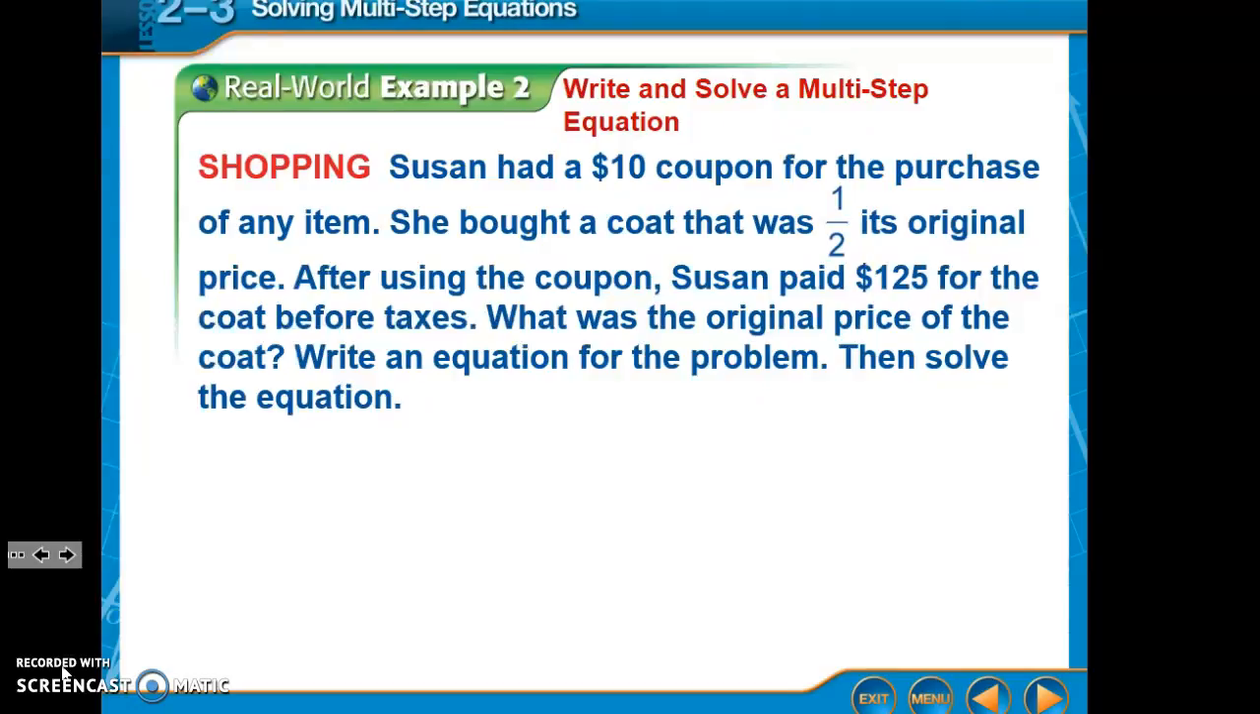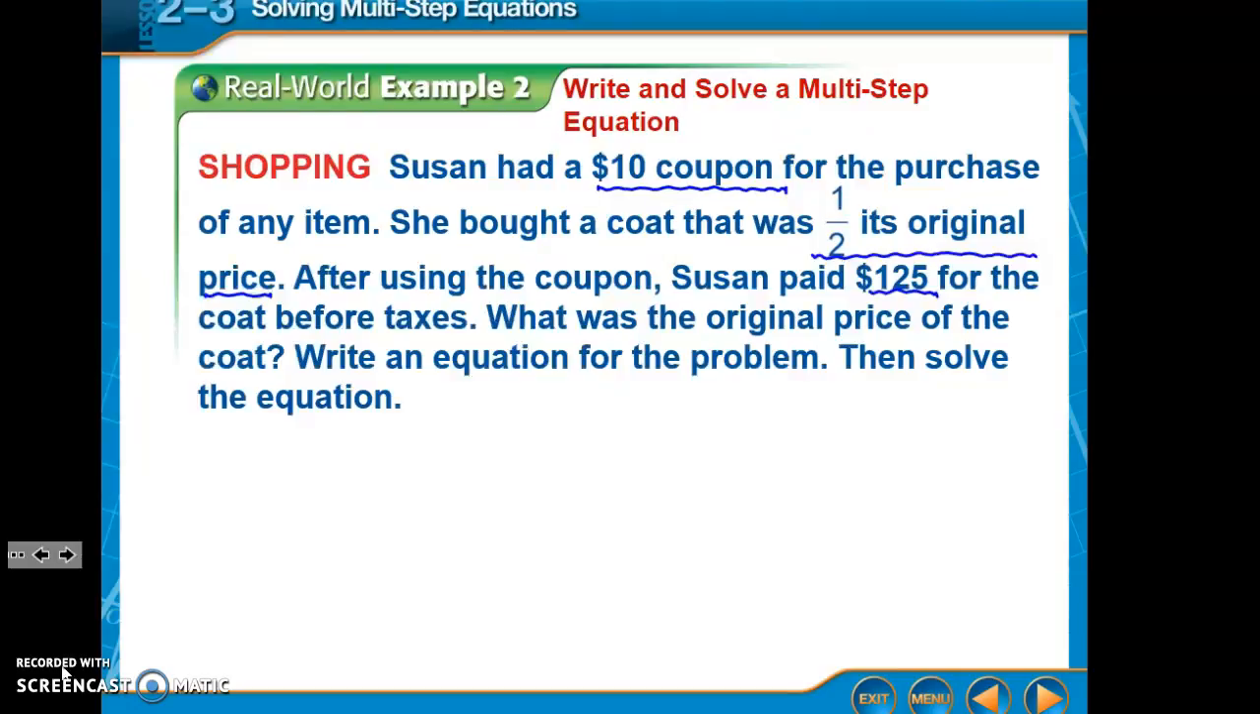Alright, so what's the important information? $10 coupon, half the original price. Okay, so let's set up our word problem first.